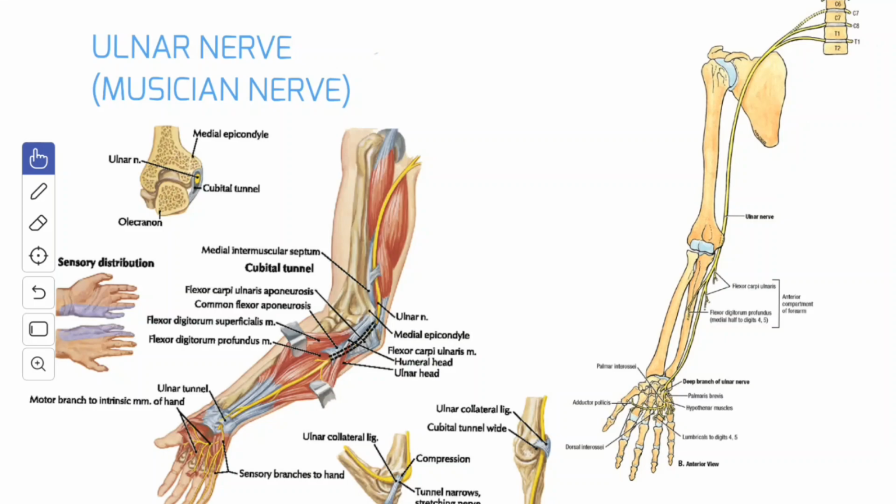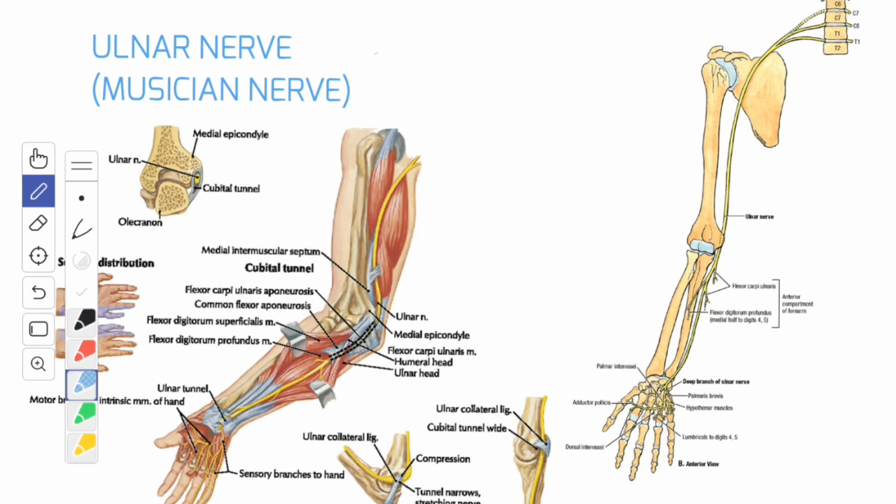Okay, the topic is ulnar nerve. Ulnar nerve is also known as musician nerve or the nerve of fine movements because it is commonly injured in musicians due to fracture of medial epicondyle of humerus. So before discussing the clinicals of ulnar nerve, we should have information about root values and course of ulnar nerve.